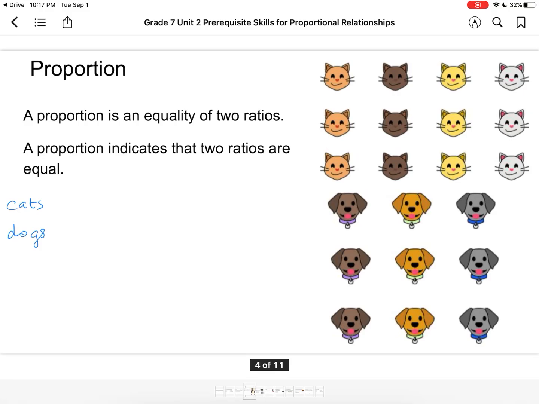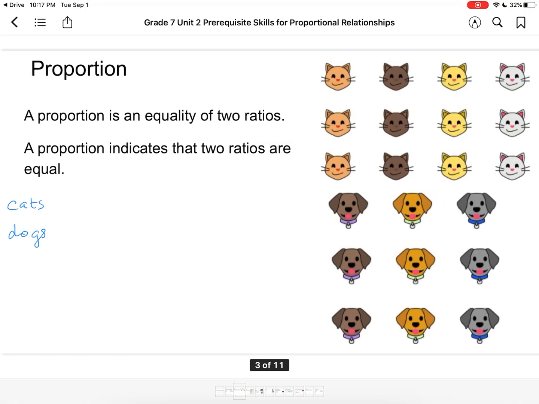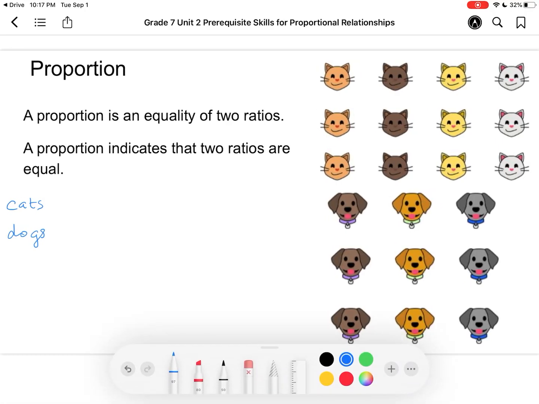A proportion is an equality of two ratios. So we're going to see an equal sign here. We had 4 cats to 3 dogs on our previous screen, and that's equal to 12 cats to 9 dogs that you see on this screen. This is a proportion.